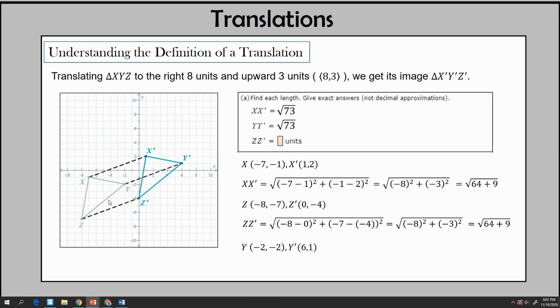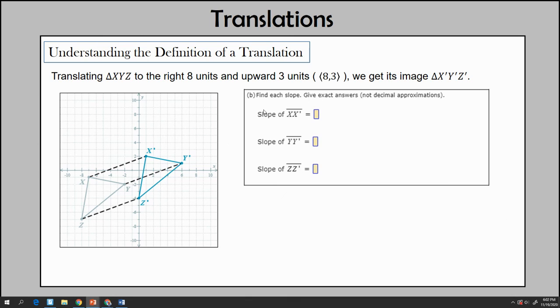All right. What's the distance from Y to Y prime? Well, Y is at (-2, -2). Y prime is at (6, 1). The distance is the difference in the x's squared plus the difference in the y's squared. Lo and behold, I get -8 squared plus -3 squared. So what this shows you is when you do a translation, each point is moved the exact same distance. X to X prime is the same distance as Y to Y prime is the same distance as Z to Z prime. That's the point. Even though we're going up and down and left and right, they're still moved the same distance.